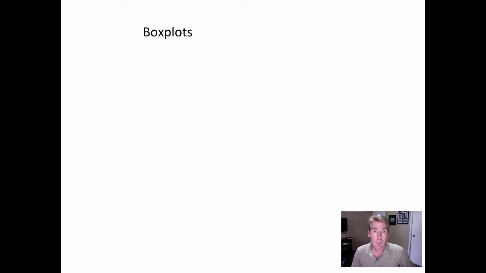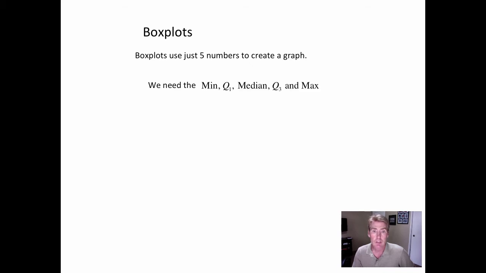Next up, box plots. There are just 5 numbers that are used to create a box plot. You need the minimum, the Q1, median, Q3, and maximum. You may remember I showed you how to use the calculator before to find the standard deviation. Well, that's where the numbers for the box plot are. So when you find the mean and standard deviation, just scroll down, and that's where the box plot numbers are.